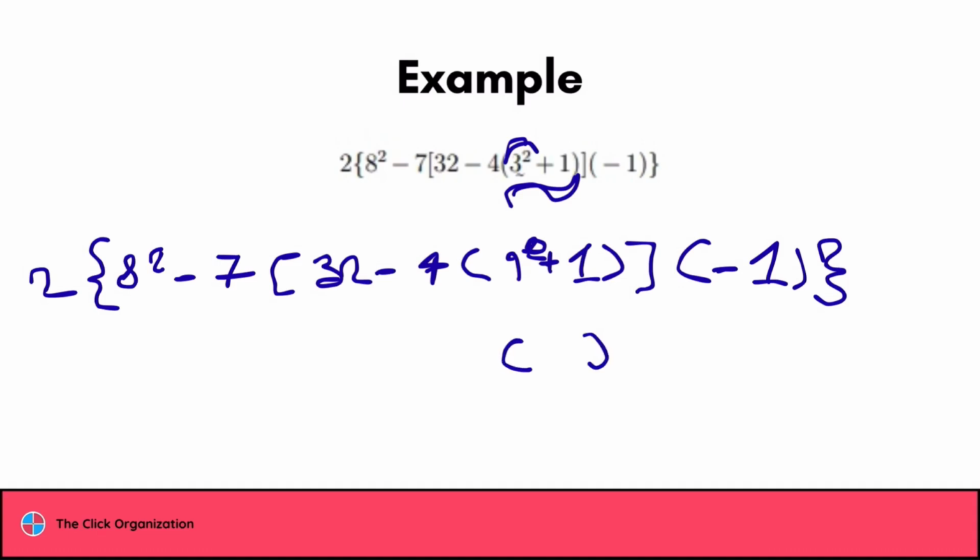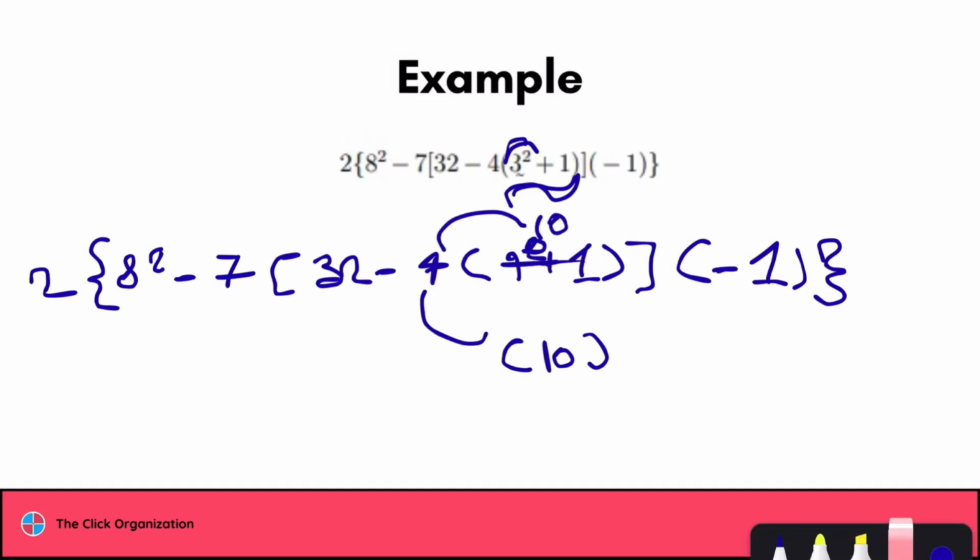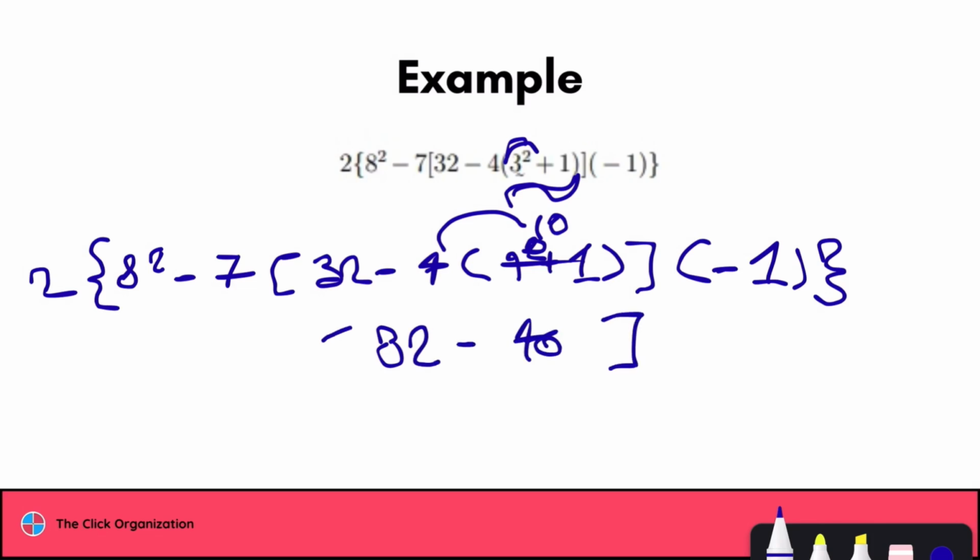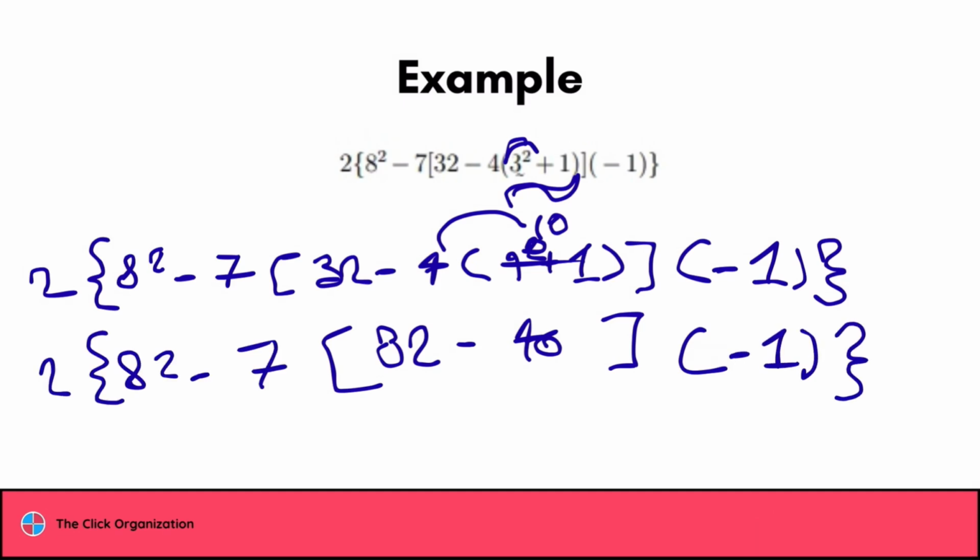So this is going to be 10. Okay, 10 times 4, it is going to be 40. Right, because this is 10, 4 times 10, it is going to be 40, and 40, so we have 32 minus 40 in the medium parentheses, and the other ones remain the same. And right now let's do the medium parentheses.